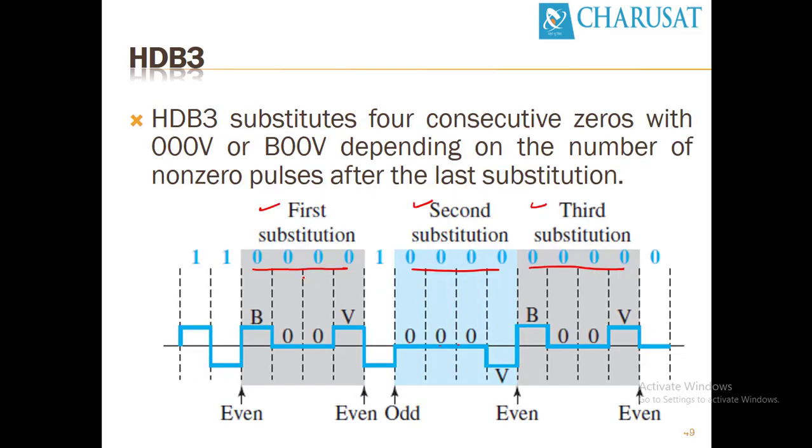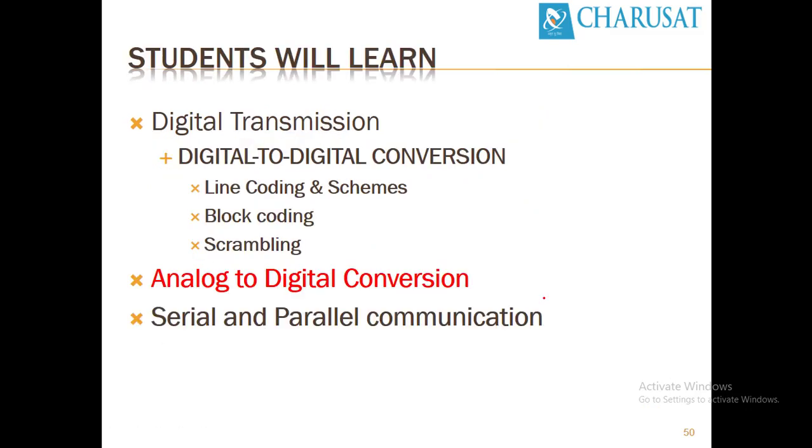So in the first substitution, which is declared after even, that's why it is replaced by B00V. These are the two methods of the scrambling technique, which is similar to the substitution method. Now let's continue with analog to digital conversions.